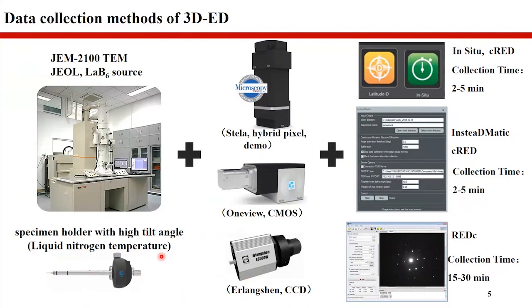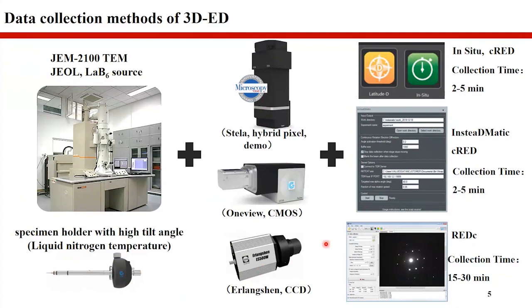Sometimes, for the beam sensitive materials, the CRED temperature is important for the sample's stability. And for the cameras, we use different cameras. At a time long ago, we used Erlangshen. It is a CCD camera. And most of the time recently, we use the CMOS camera, OneView, to collect 3DED. And last year, we had a short time to have a Stellar for demo. It is a hybrid pixel camera.